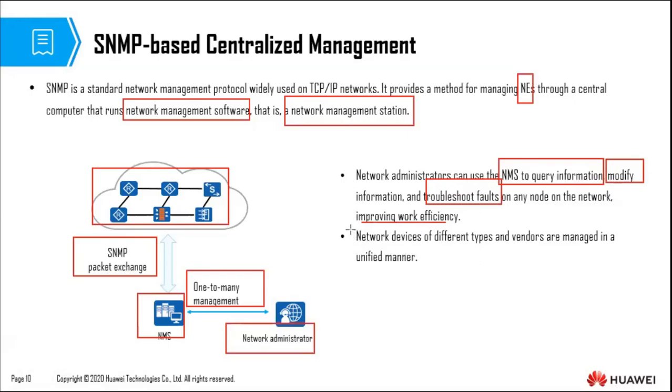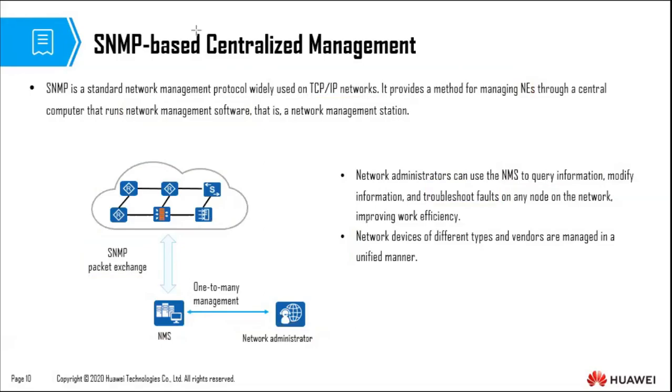Now, look at another advantage when you're using that. Network devices of different types and vendors are managed in a unified manner. So normally, for example, you can use eSight to monitor and configure devices from other vendors. Is that clear? So you don't have to have a network that has devices from just a single vendor. You can use eSight to help you do that.